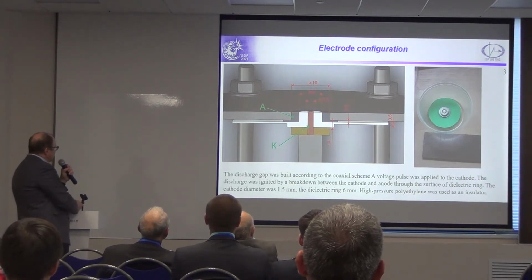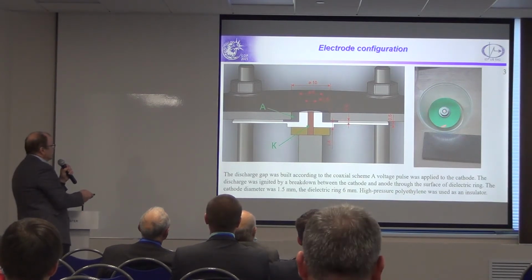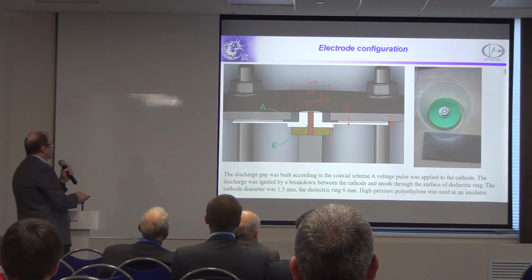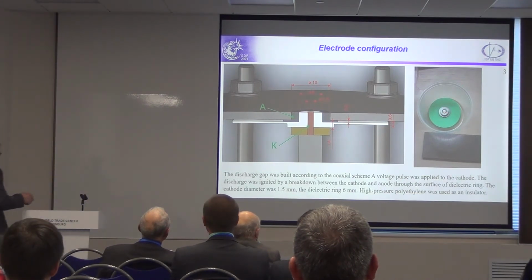The cathode diameter was 1.5 millimeters. The dielectric ring was 6 millimeters. High pressure polyethylene was used as an insulator. This is a photo of this electrode setup.